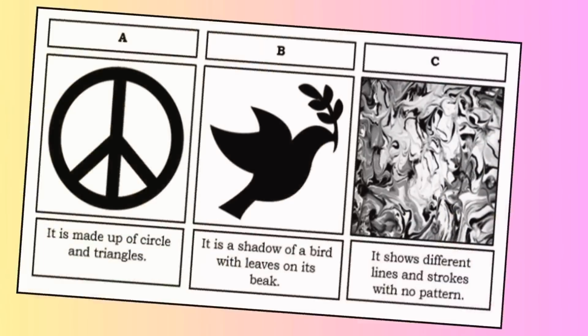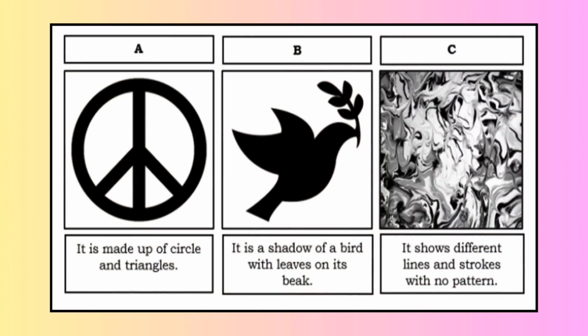Alright, so next we have another example. Letter A is a sign of peace. It is made of a circle and triangles, and later on we're going to find out what these shapes symbolize. For letter B, we have a shadow of a bird with leaves on its beak. As we can see, this is a picture of a dove, and this dove represents peace, diba? Yung purity and peace, parang tapos na, everything is in its own proper place.